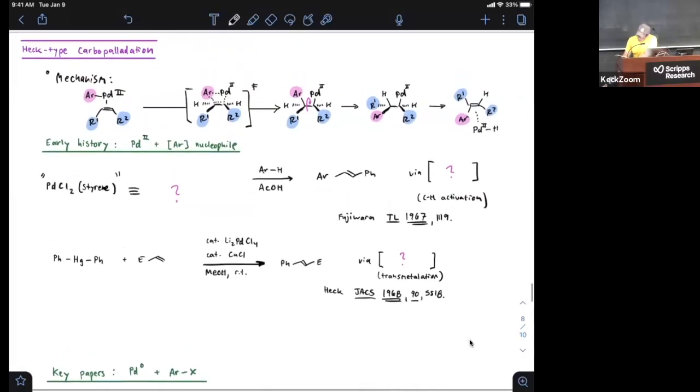Okay, let's look now at some early history here, just in parallel to our discussion of the Wacker-type development of the Wacker process and related reactions.